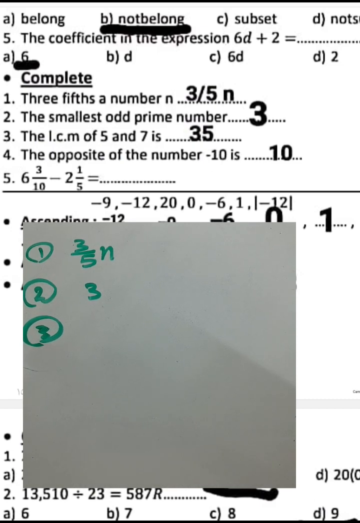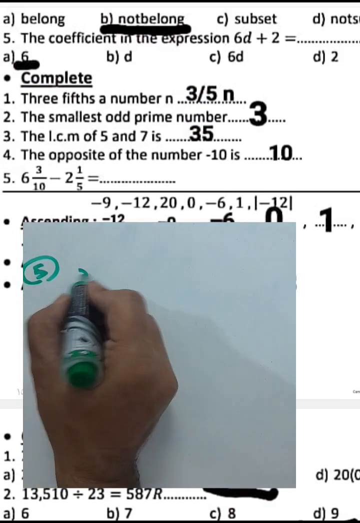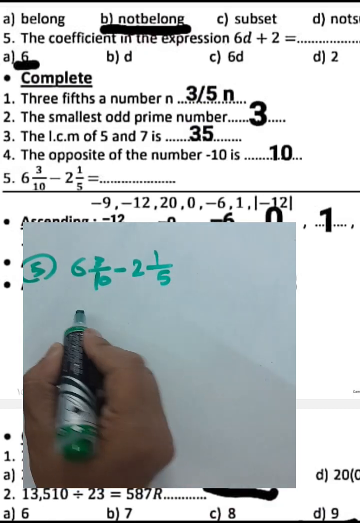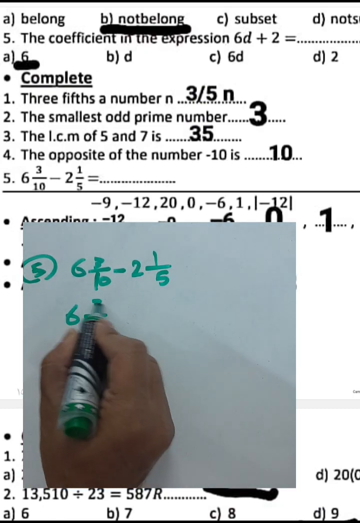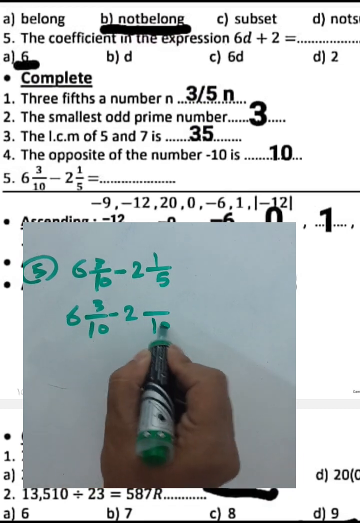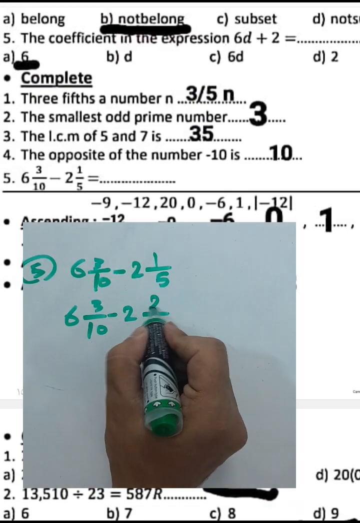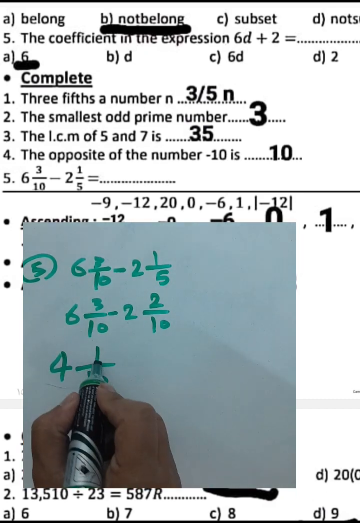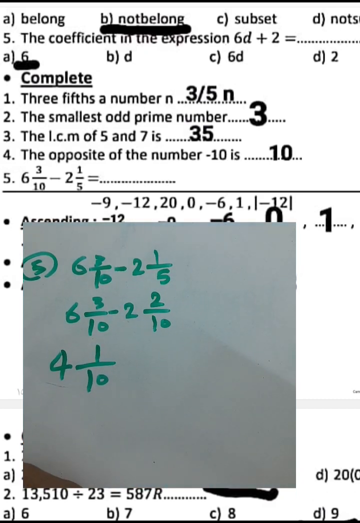Question number 5, we want to find the difference between two numbers here. 6 and 3/10 subtract by 2 and 1/5. Write 6 here and 10 in the denominator. Write 2 and 10 in the denominator. 2 times 5 equal 10 and 2 times 1 equal 2. 6 minus 2 equal 4. And write 10 in the denominator. 3 minus 2 equal 1. The result will be 4 and 1/10.